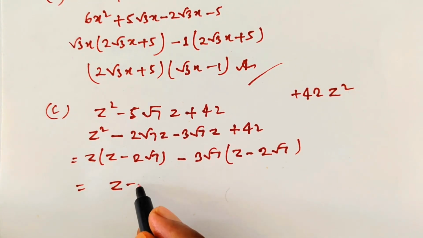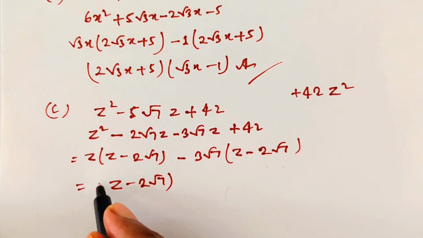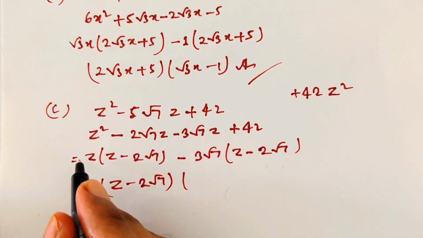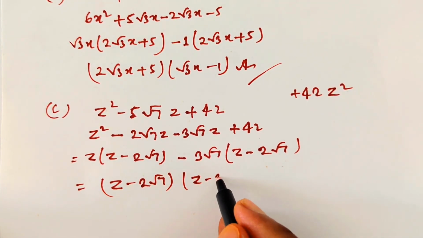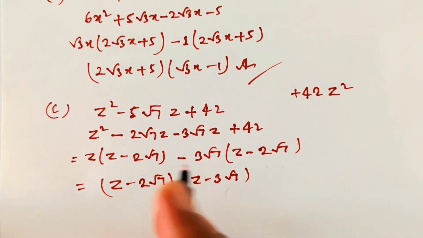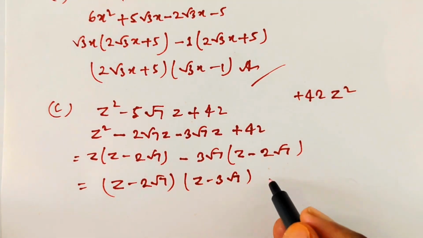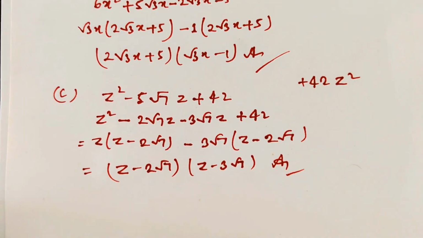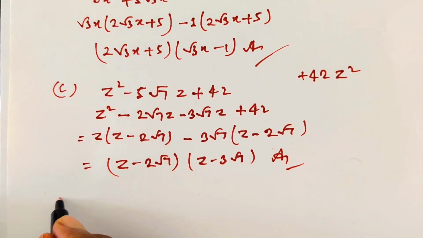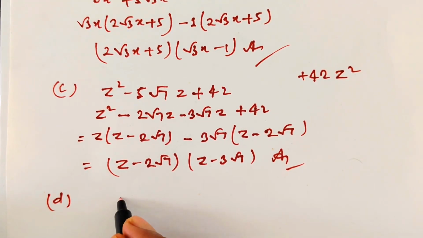So take z minus 2 root under 7 common again, because both terms have it, and z minus 3 root under 7 is the other factor. So this will be our final answer. And question number D, you can solve on this basis.